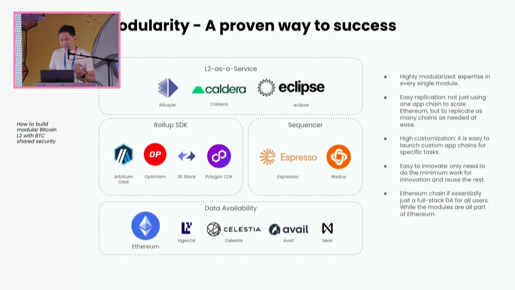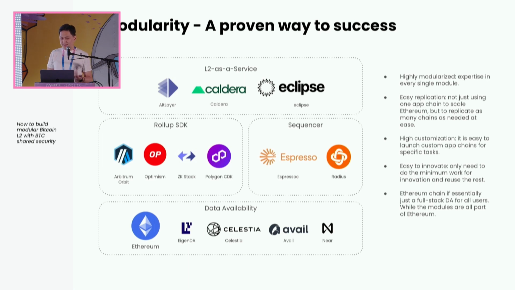If we take a look at today's ecosystem, in data availability, of course, Ethereum is still the biggest one, storing all of the data and the finality of all the data. But we also have a lot of alternatives. We have EigenDA to store data, we have Celestia, we have Avail, Near, and a lot of other options for storing data.